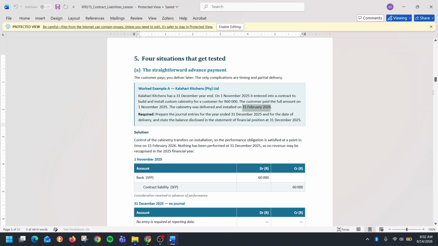Okay, this is what we have established. We have established that through the customer paying us ahead of time, we have created a new account called a contract liability.